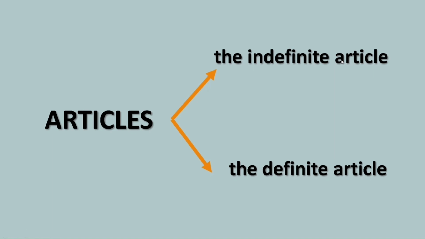Today we will learn about articles in the English language. In English grammar, there are two types of articles: indefinite articles and definite articles. At first, let's know about indefinite articles. A and an are known as indefinite articles. Let's look at the rules regarding the use of these articles.